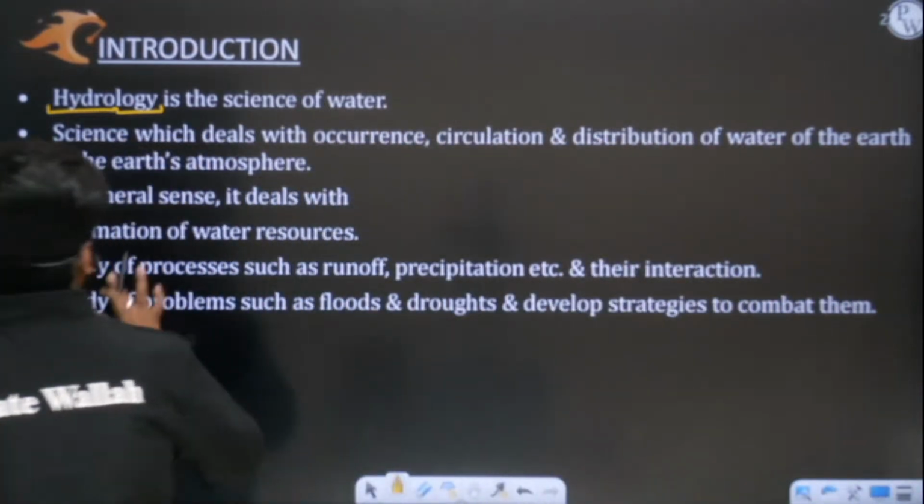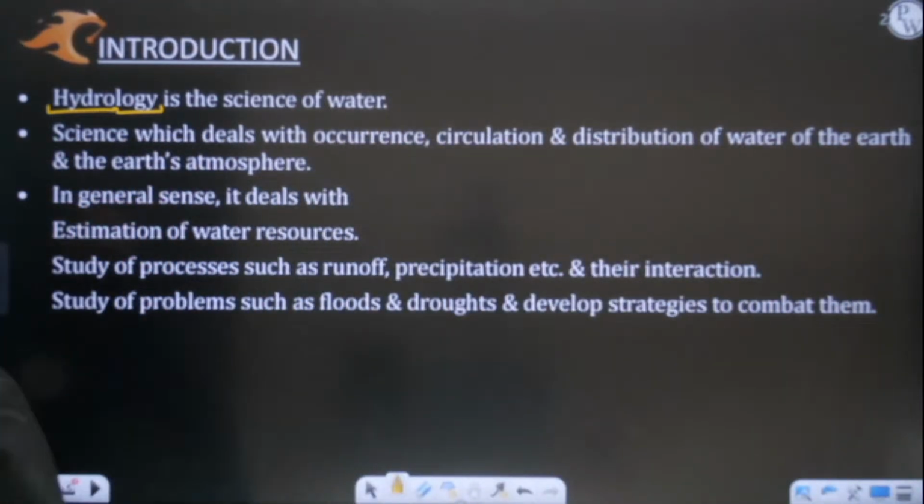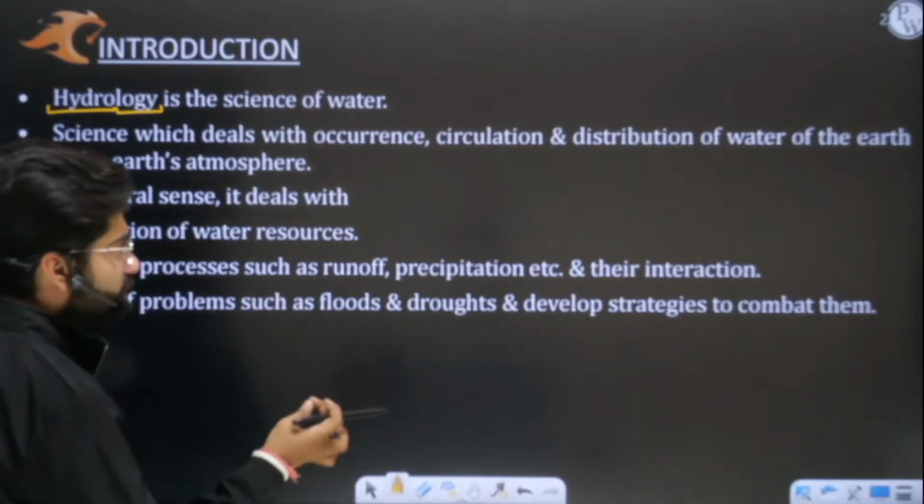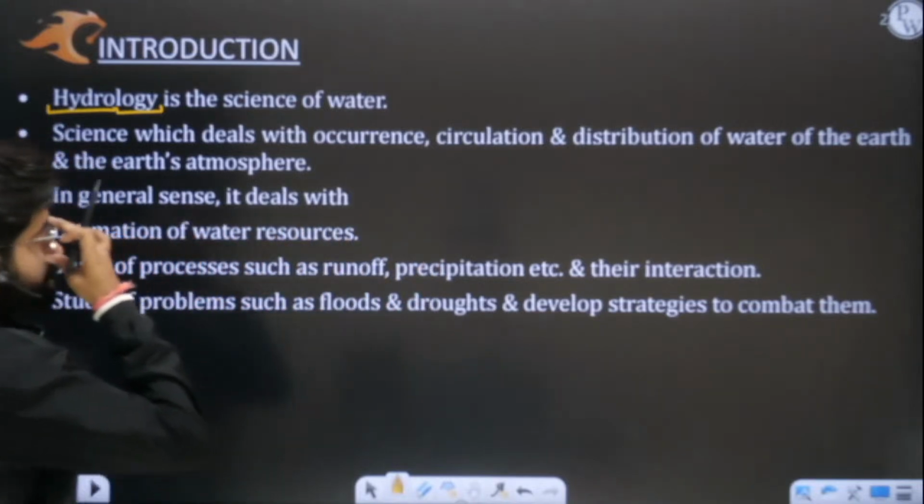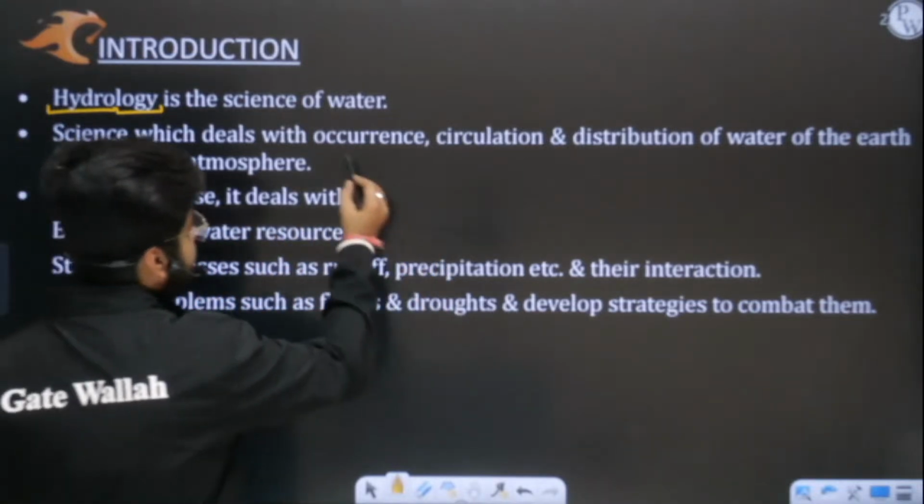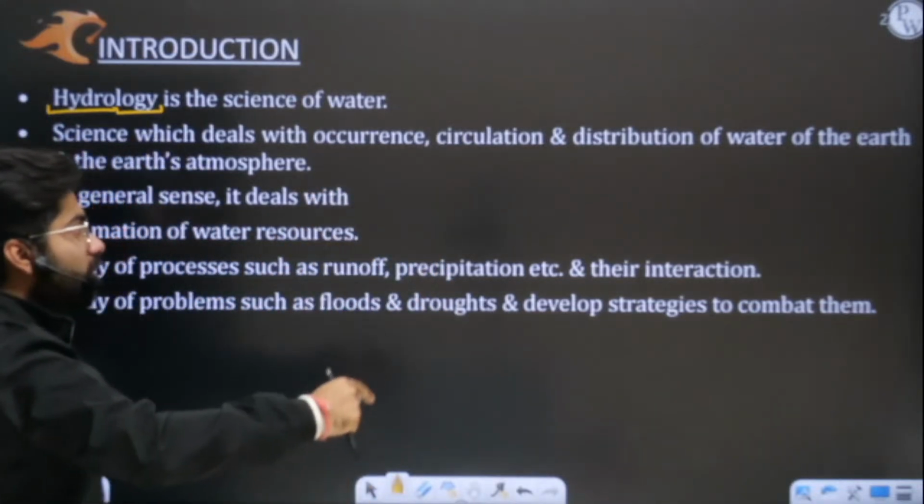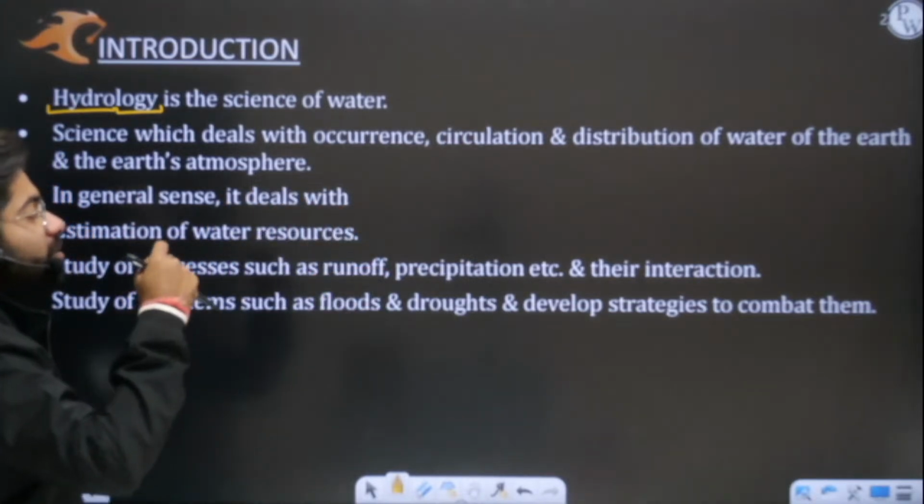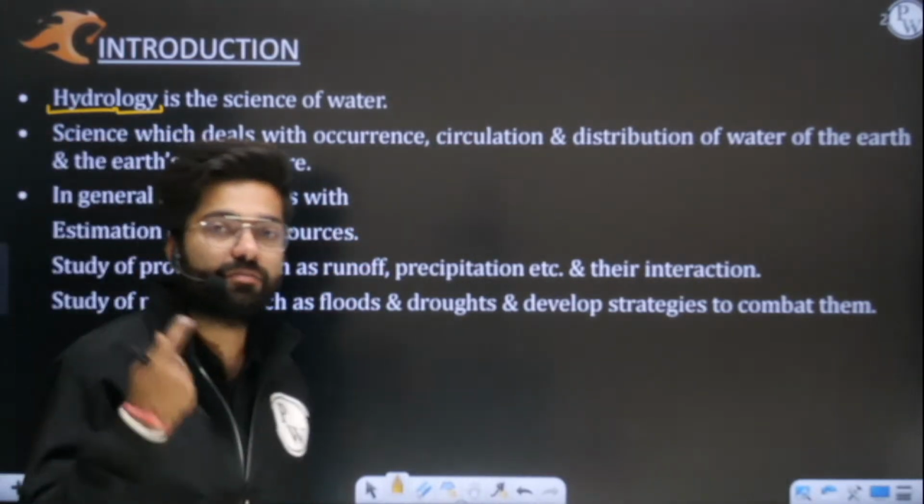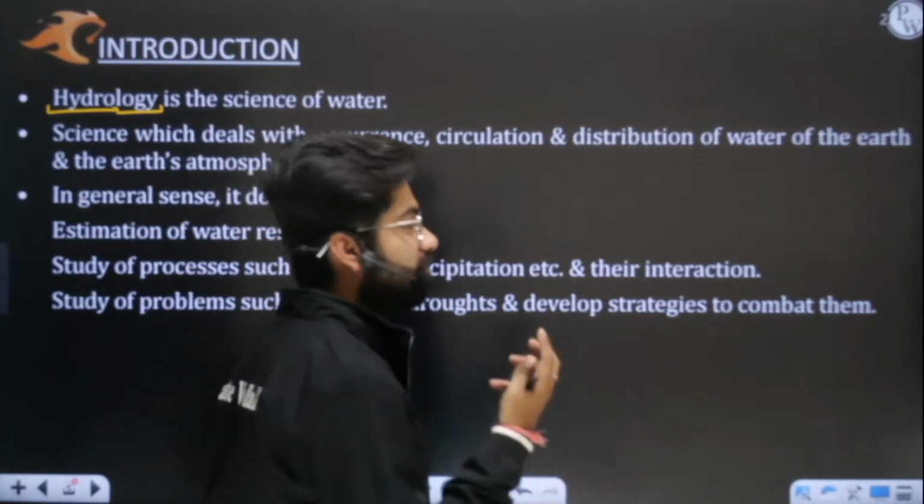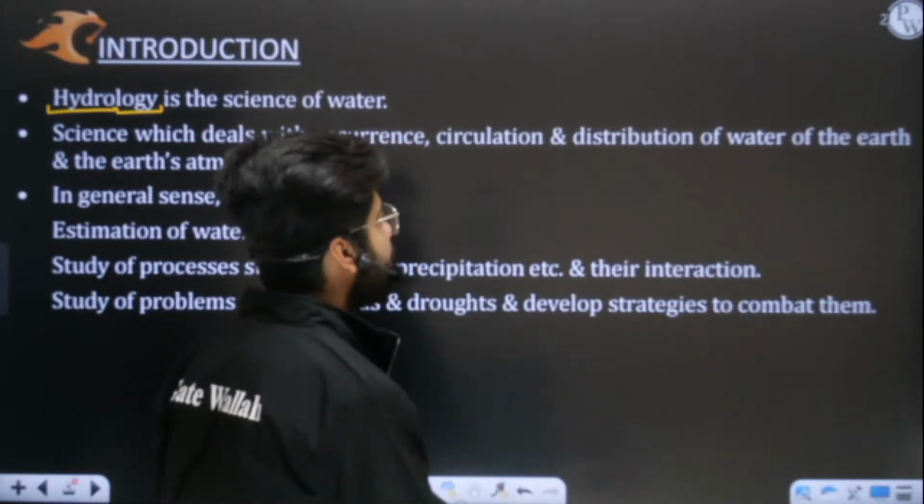So now, what is hydrology? Hydrology deals with the occurrence, circulation and distribution of water. What does it mean? Where this water is occurring, and how it is circulating on this planet Earth. How it is moving, we need to understand that, so that we can tap it properly and cater to our population.